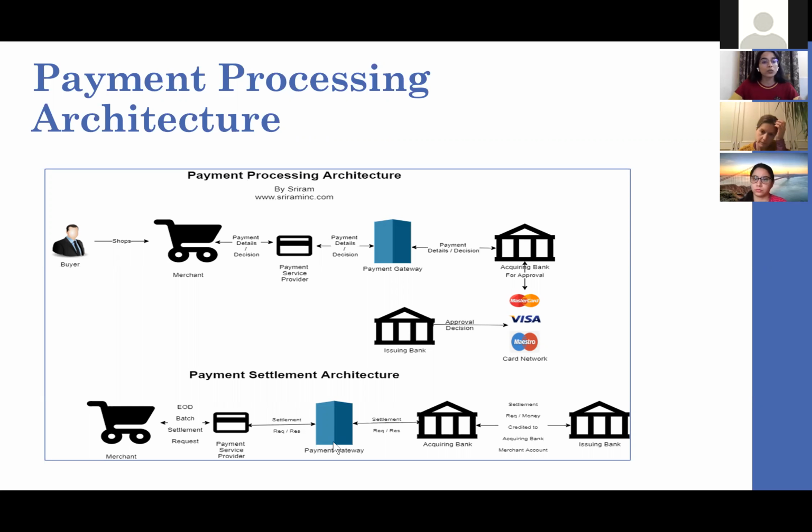So what happens is usually the buyer picks up a few items from the shop and reaches out to the merchant to get it billed. Then the payment service provider comes into the picture, where you provide all the details of your issuing bank and card, and then it goes to the payment gateway. From there, a step for approval comes from the acquiring bank, that is the merchant's bank. And then the card association part comes in, where your Visa, MasterCard and so on come into the picture.